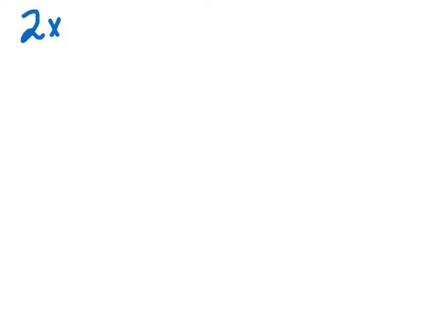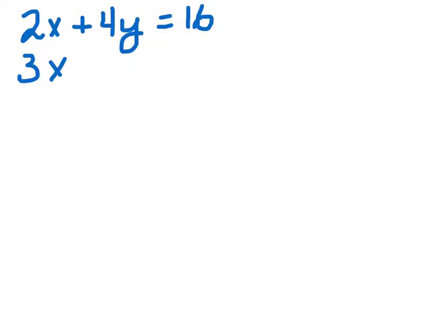Okay, so that third example, 2x plus 4y is 16, and 3x plus 5y is 19. All right, if you look at these numbers, if I look at the x's, one's got a 2, one's got a 3. If I add those or try subtracting or something, it's not going to work out. They're not going to cancel out because the number's not the same.